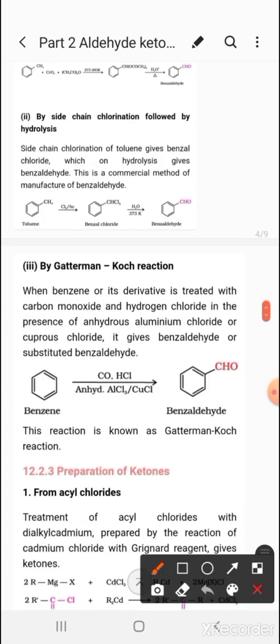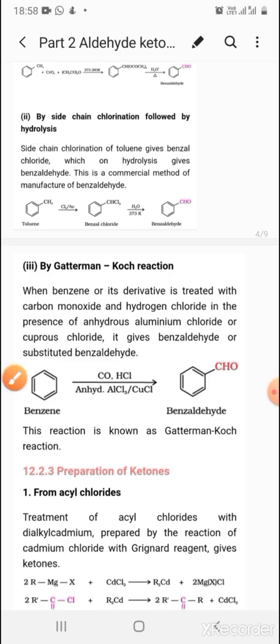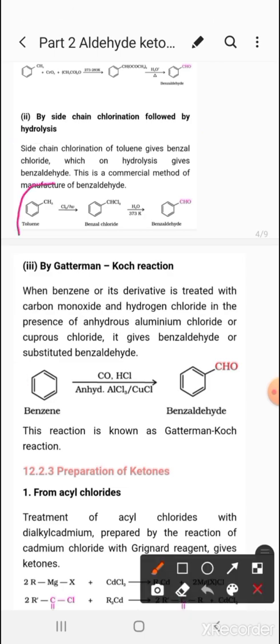Now next is side chain chlorination followed by hydrolysis. So what happens in this reaction: if you do the chlorination of toluene in the presence of sunlight, the hydrogens will get replaced by two chlorines, giving benzal chloride, because one hydrogen remains on the carbon. On hydrolysis of this at 100 degrees Celsius or 373 Kelvin, it will give you the benzaldehyde. And this is a commercial method of manufacture of benzaldehyde.